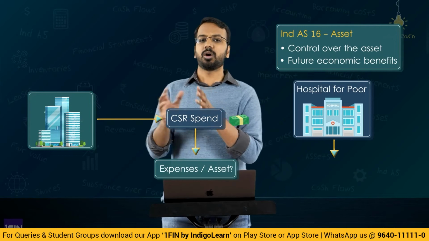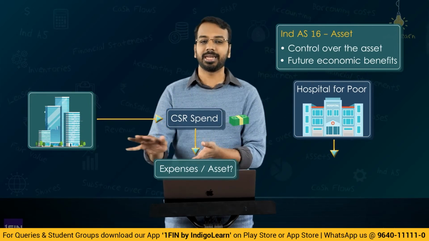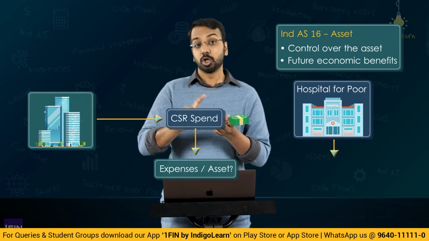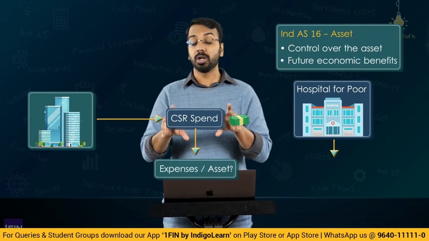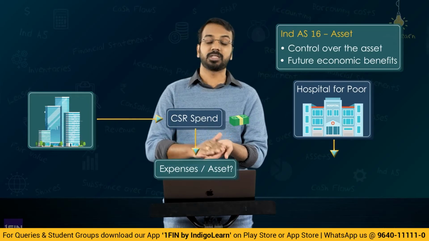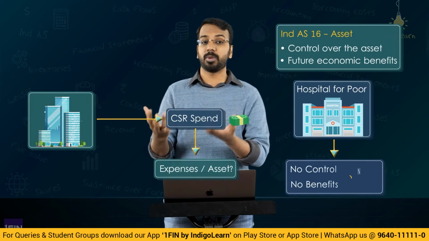Now, let us say you have created a hospital. That hospital will be used to treat patients in that particular area for free. Is there any future economic benefit? There are no future economic benefits. Do I control that asset? I may control that asset, I may not control that asset. So, if both the conditions are satisfied, control of that asset and future economic benefits, you can recognize it as an item of PPE. But let us say there are no future benefits expected.